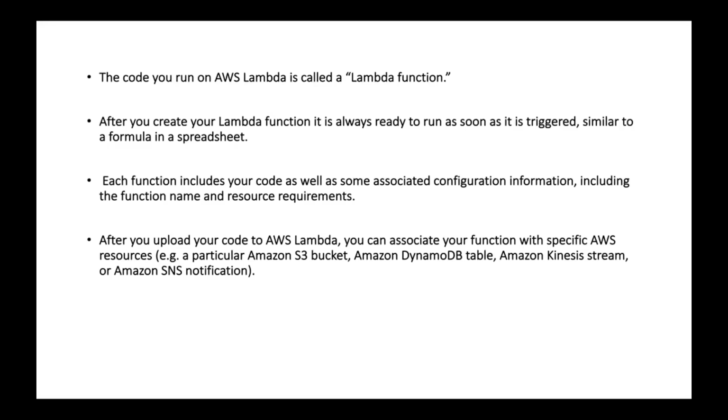When you create a function, it includes your code as well as some associated configuration information, including the function name and the resource requirements. Once you upload your code, you can associate the function with the specific AWS resources. As I said, it could be S3 or DynamoDB or Kinesis or SNS, any of the services.